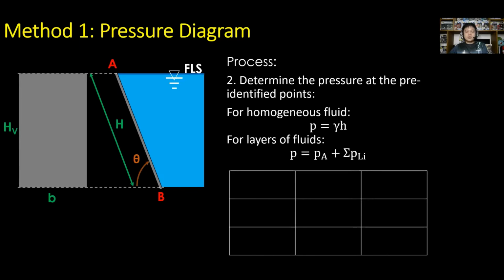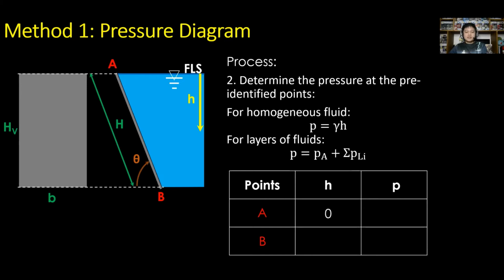Better to present solution in table form. And identify the points, depth H, and finally pressure P. For points, we have A and B. For H, it is the depth measured from free liquid surface. For layers of fluids, the column for H is not needed. Again, this column is only for homogeneous fluid or single fluid.